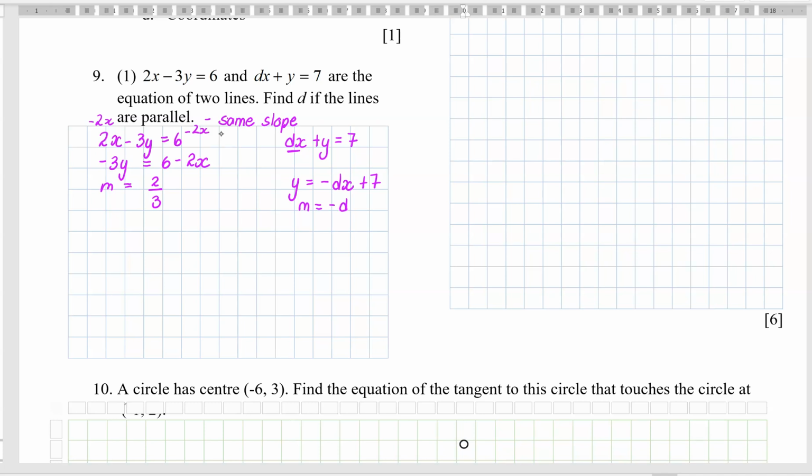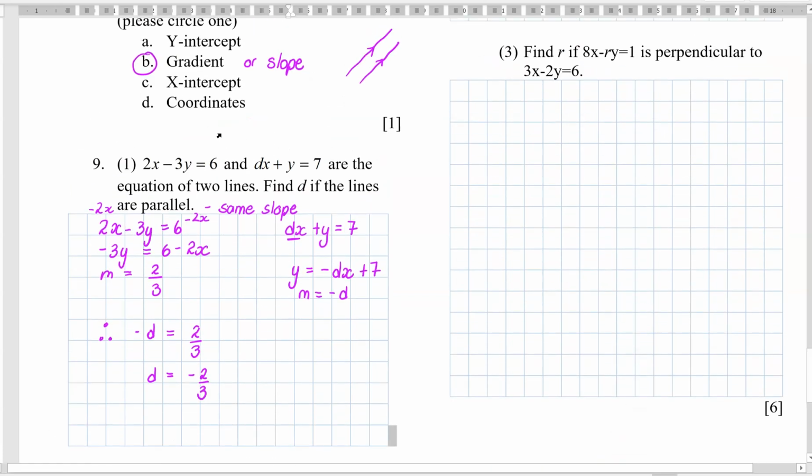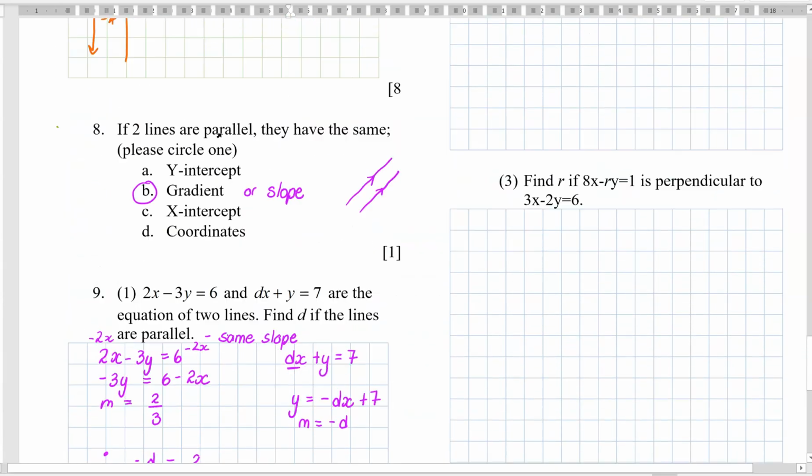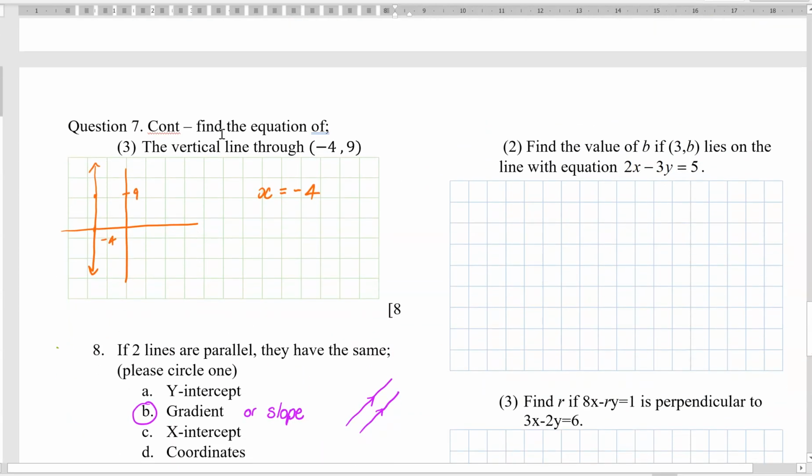So if the two lines are parallel, the slopes have to equal each other, so therefore minus d equals 2/3, but I don't want minus d, I just want d. So that means it's minus 2 over 3, because even though we can't see it, it's technically minus 1 times d. So to get rid of that negative 1, we multiply or divide. Okay, that's number 9.